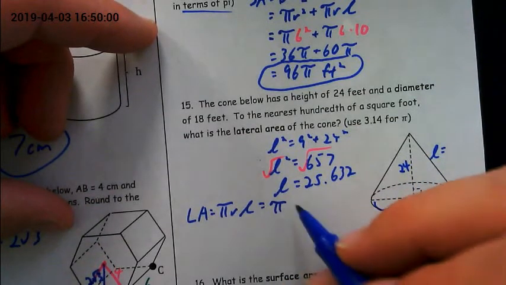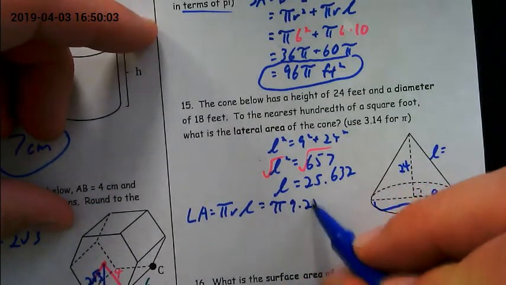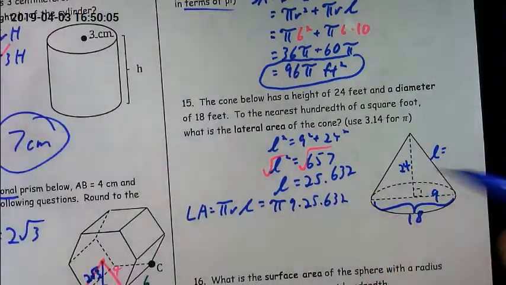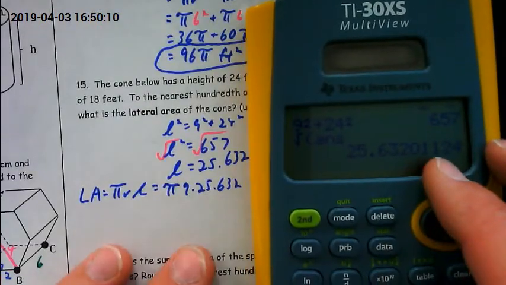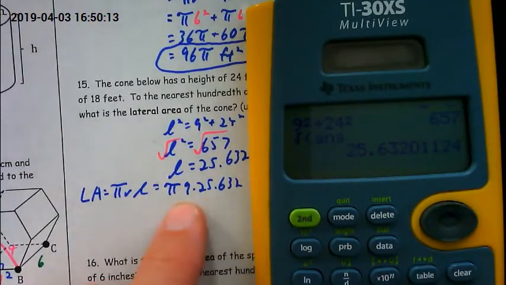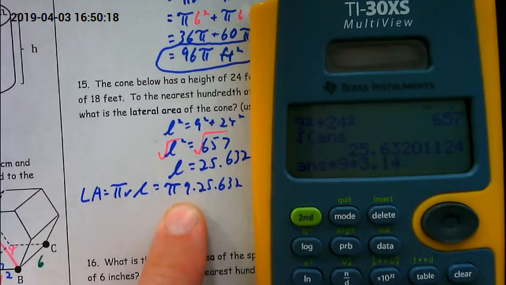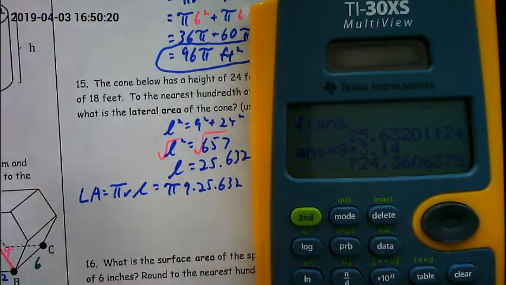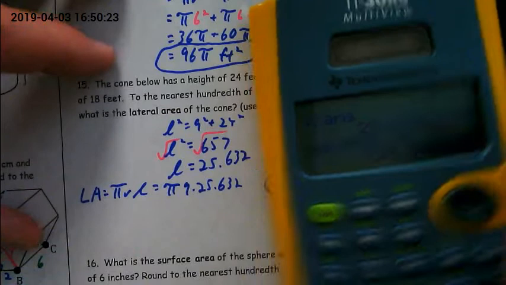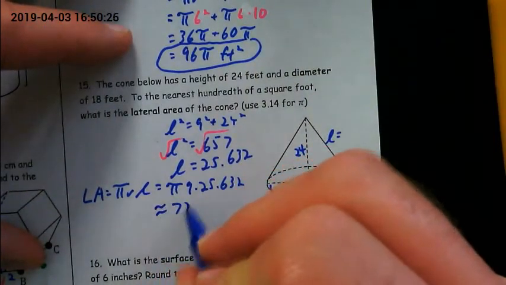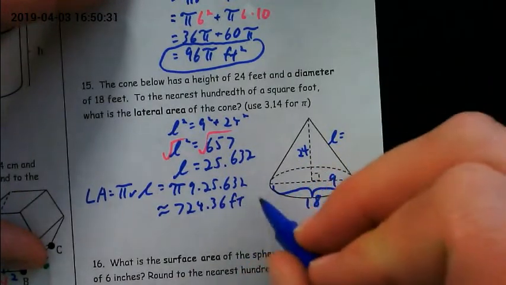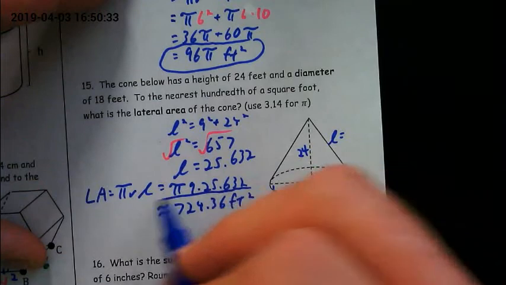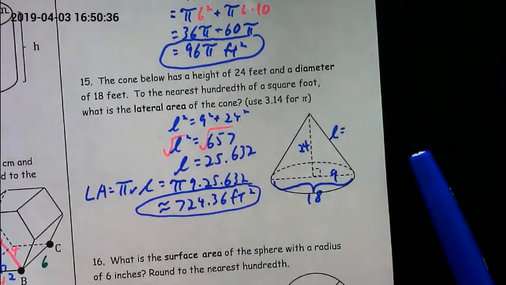Pi, the radius is 9. The slant height was what we just had. And if you want your value to be more exact, at this point, we haven't changed anything, so you should still probably have that value in your calculator. So just take the last value you had in the calculator and multiply it out with the other two values. So times 9 times 3.14, which is what it told us to use, would be 724.36. And this is in feet squared. Again, only did lateral area for that one.